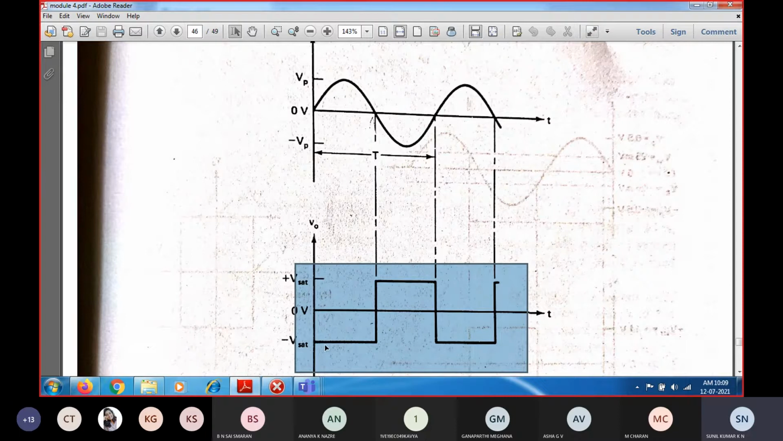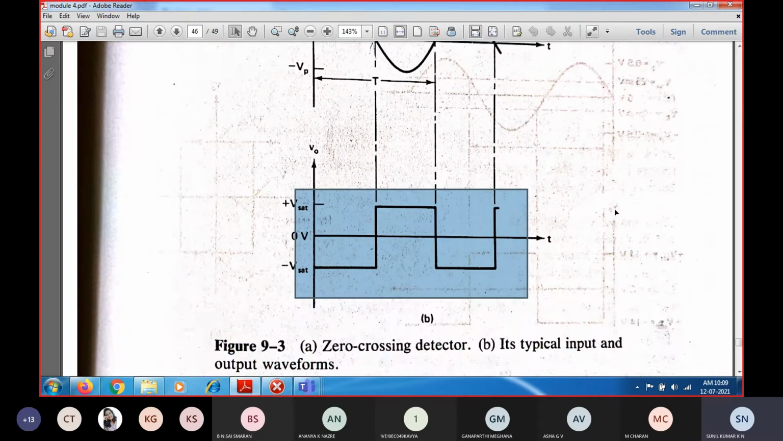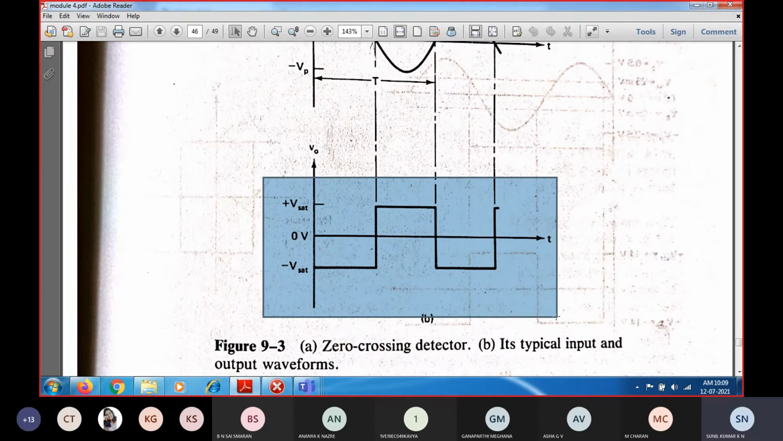It will be displayed on the CRO screen as plus Vsat and minus Vsat, so that you will be getting the square wave as the output. So this is one of the important applications. This type of application can be utilized for switching applications, and you can also generate the duty cycle. Duty cycle is very important whenever we are going to work with any of them.